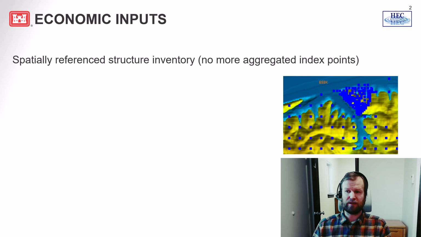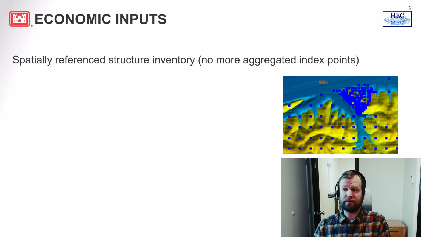So the economic inputs to the FIA model form the foundation of the analysis. FIA is a geospatial model, meaning that the inputs are georeferenced to the locations that they represent. The main input required is a spatially referenced structure inventory. Structures, along with the associated population, are represented as point shapefiles. You can see in this image the little blue dots.